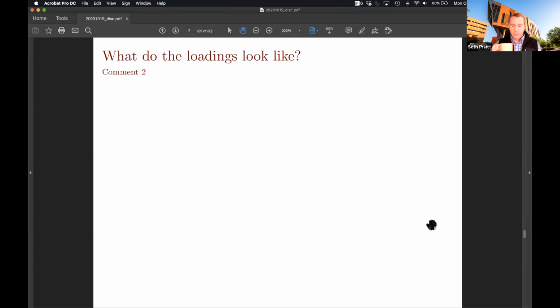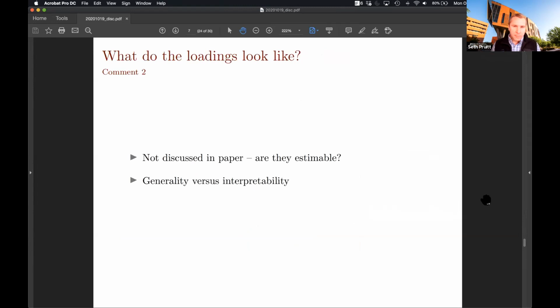Two, what do the loadings look like? This is essentially Frank's question that he put in the chat. And I believe that these aren't really discussed in the paper. I don't know if they're estimable. They're allowing these loadings to take a very general shape, and then just estimating how the instrumental variables are related to that space, basically. So that induces a lot of generality, but I'm not sure about the interpretability. I think that takes a hit a little bit, the generality. And so I'm not sure exactly how Frank's question could be answered here.